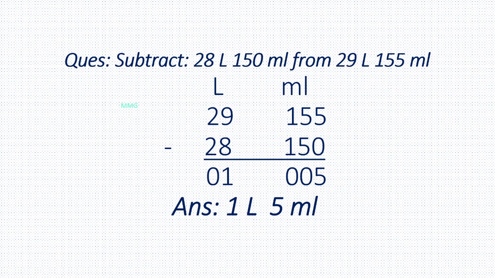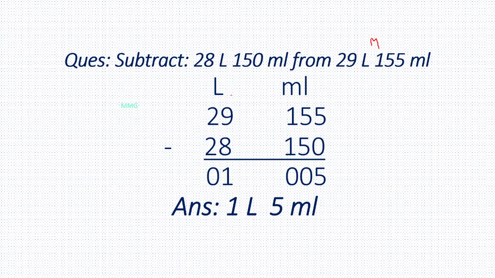Once again, welcome children. Here I am going to explain subtraction of liter and milliliter. So look here, your question is subtract 28 liter 150 milliliter from 29 liter 155 milliliter. Now you all know the bigger capacity is the minuend. So here you can see 29 liter 155 milliliter is your minuend.